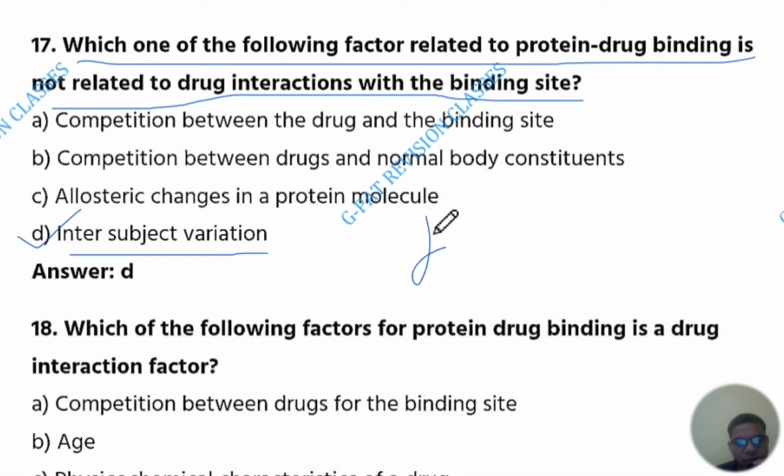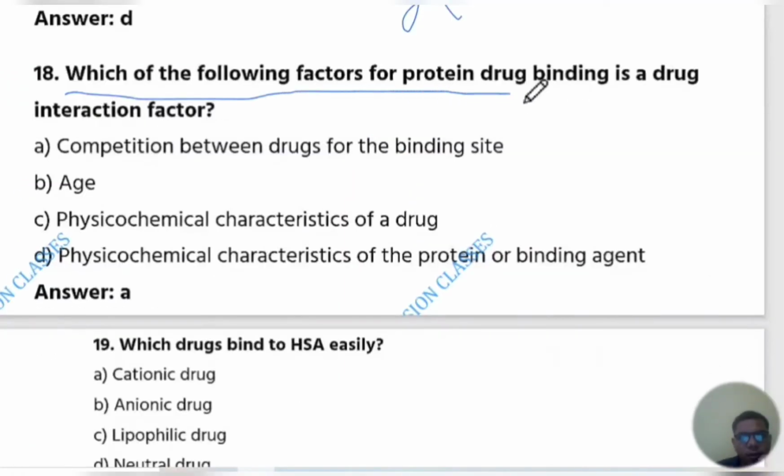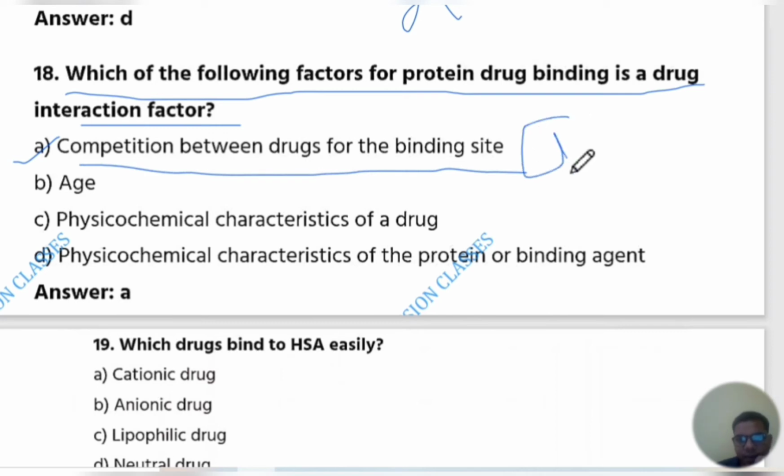Inter-subject variation. The answer is D. Okay. Next: which of the following factors for protein drug binding or drug interaction is competition between drugs for the binding site? The answer is A.